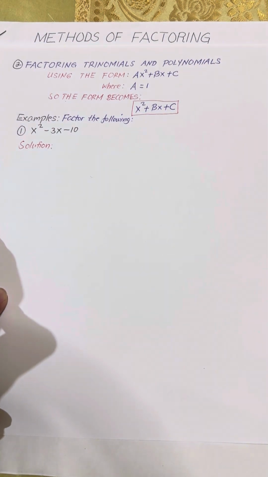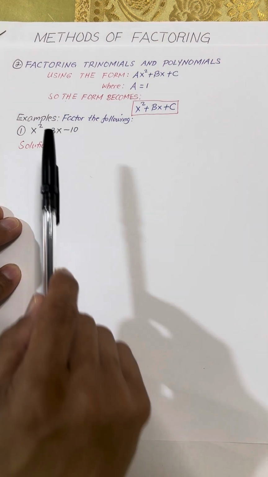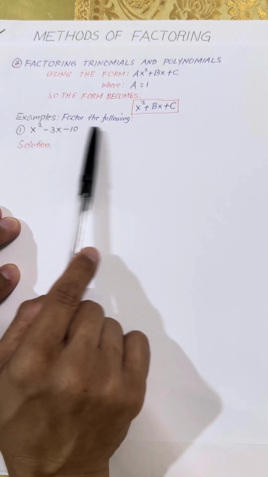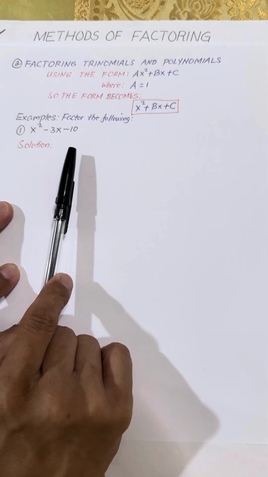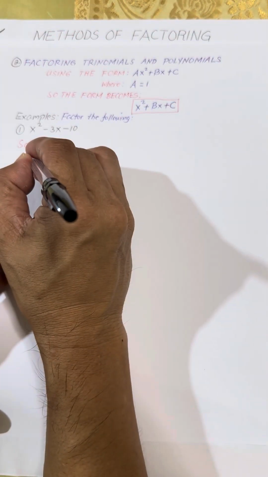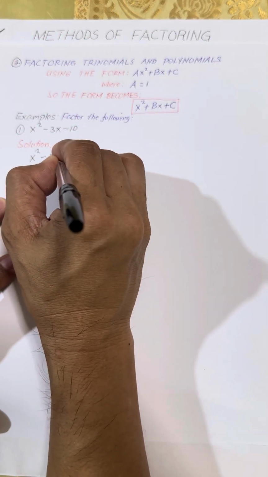Okay, so the strategy is, this is what I'm going to teach you, how to solve if you're given something like this. Example, we have factor the following. This is the instruction. We are given example number 1, x squared minus 3x minus 10. For our solution, let us first copy the given expression.